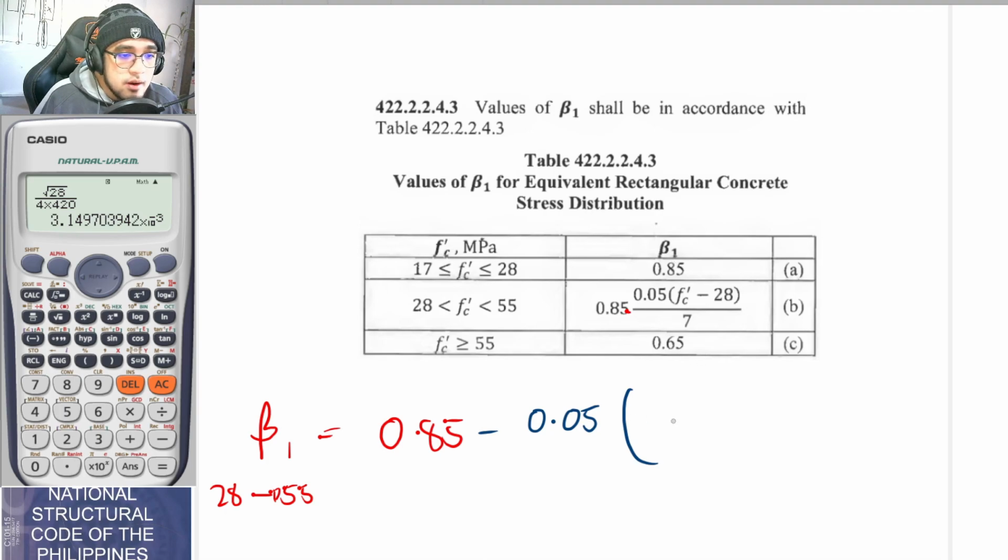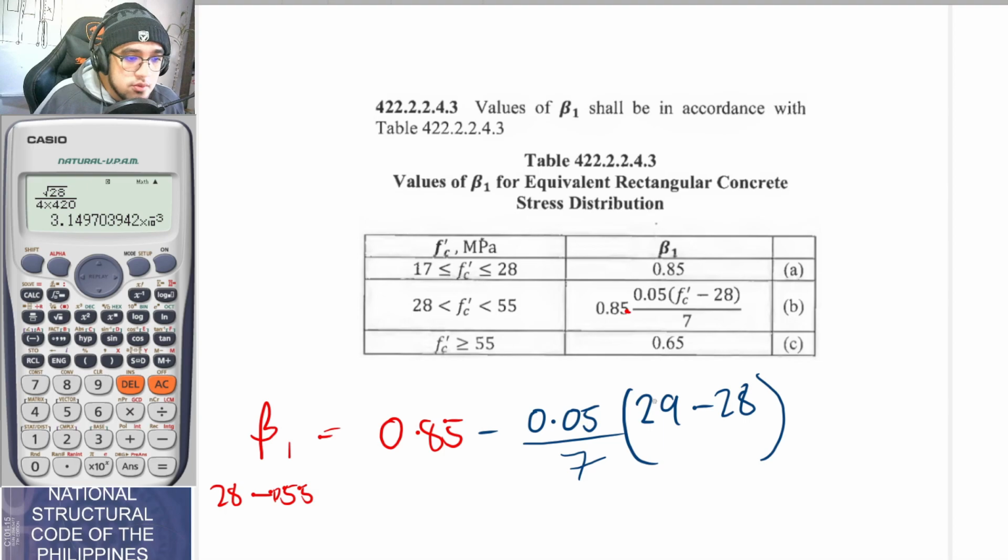So, for example, 29. Lagay ko na lang muna itong equation para mas maintindihan nyo. Mas maganda na lang ata ang ganito. So anyway, you would be subtracting 0.05 divided by 7 for every 1 megapascal that is increasing from, of course, 28. So 28 nga yung limit natin. Ngayon, pag mas mataas siya ng isa, ito yung ibabawas, 0.05 divided by 7.